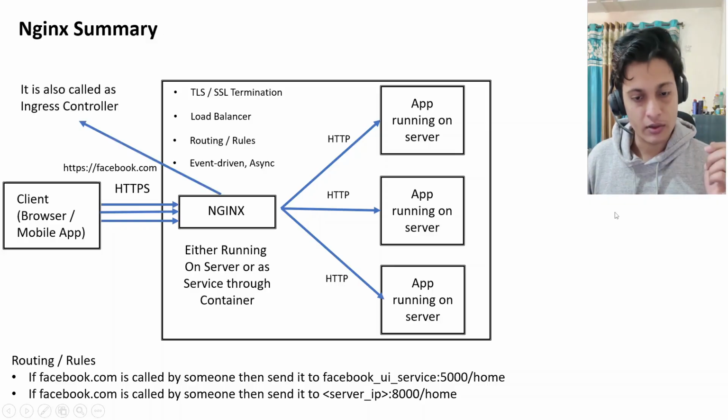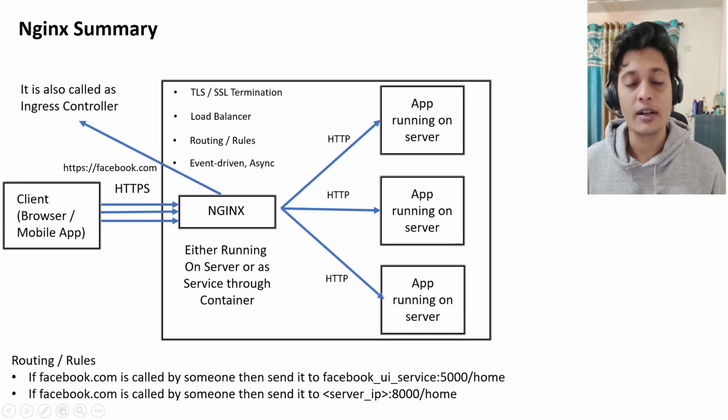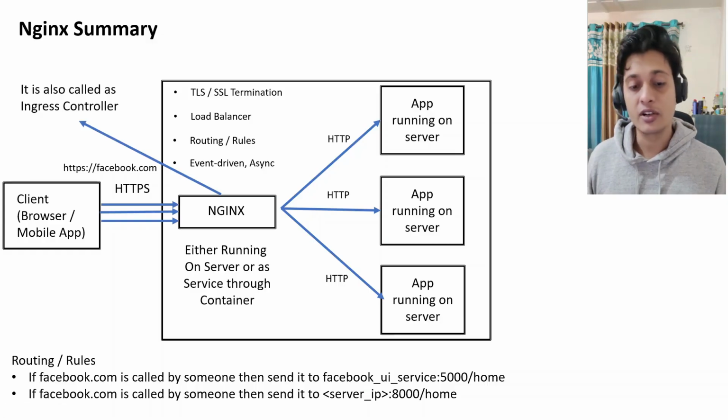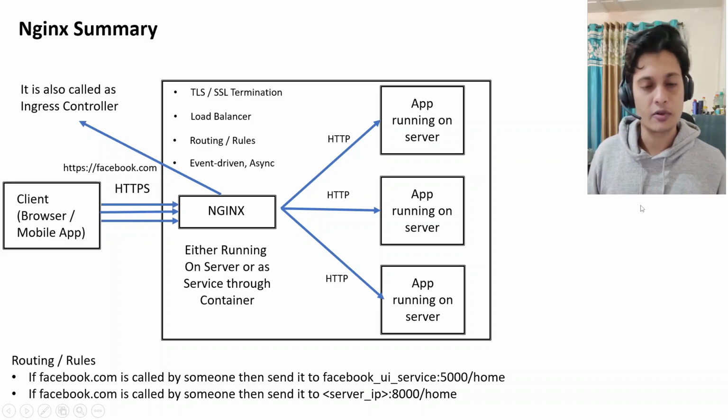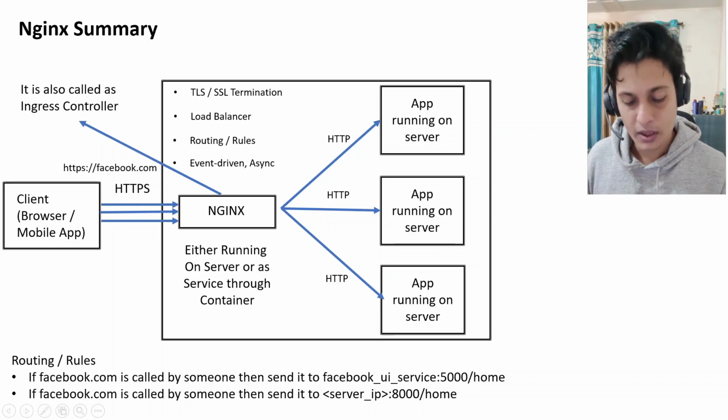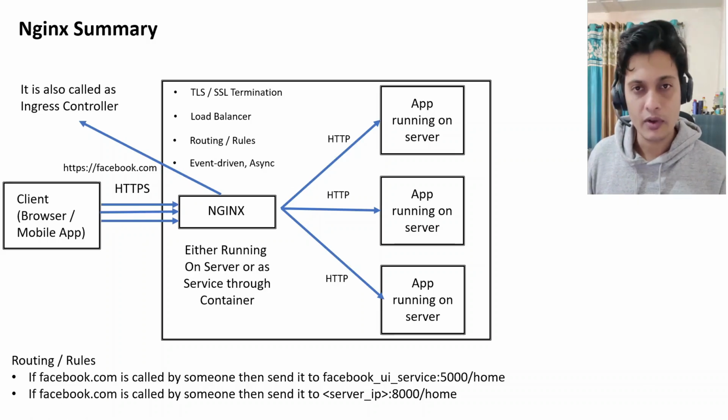Okay. So this Nginx is also called an ingress controller. Ingress controller means everything coming to your application, the complete face of your application, will be handled by the Nginx. The incoming request and the outgoing request will go from here. So we understood the Nginx summary. Now let's check what we are going to do next.